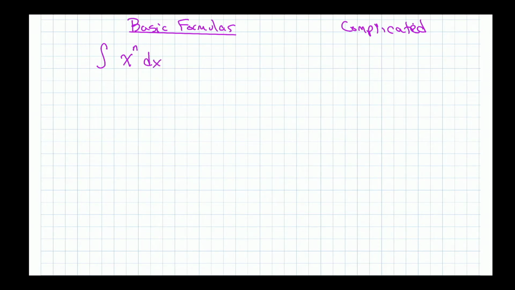We learned that the antiderivative of x to the n was x to the n plus 1 over n plus 1 plus c, and that's only true if n is not equal to -1. And of course you can see the reason why is because if you put a -1 in there for n, you would divide by 0, so that's why you can't do that.